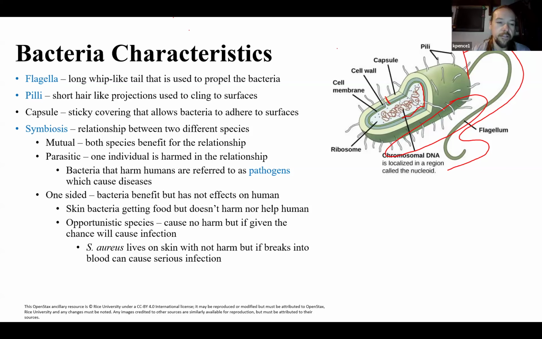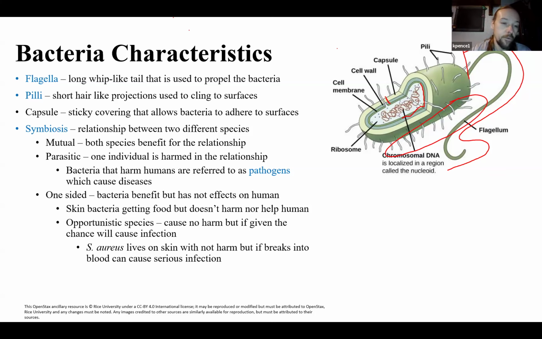Parasitics, the ones that everybody considers a bad type of bacteria. If it causes a disease like strep throat or streptococcus, what's the bacteria one? Ebola's virus. Get that one. But okay, if it's a disease-causing bacteria, those are parasitic. These are the ones that you would want to take an antibiotic for if you have an infection.